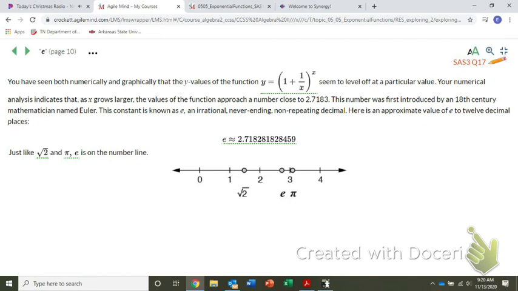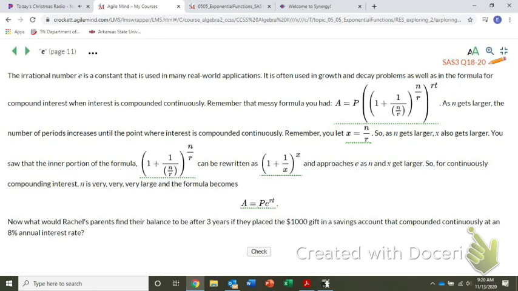All right. When is this used? This is used for growth and decay problems. So you would use that in like biology, doing research. But the big one here is when your interest is compounded continuously. So make sure on 18 you have compounded continuously.